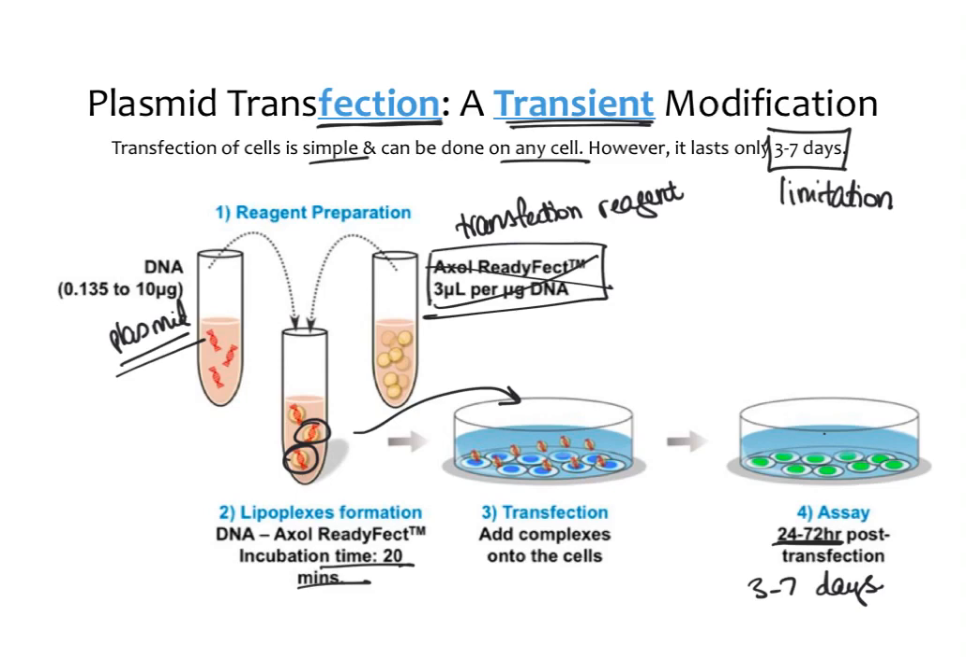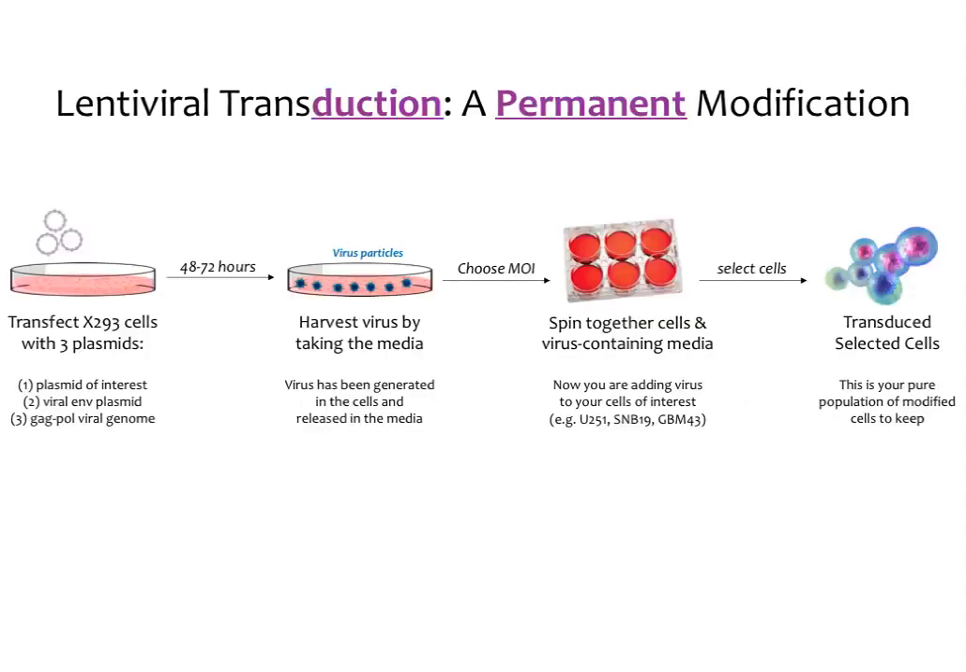However, a lot of the time, we want to actually keep our cells for a long time, and we want to make a permanent modification that lasts a long time so we can do multiple experiments with the cells. So in these cases, we want to do what's called a transduction. This is a lentiviral transduction. This is meant to be a permanent modification to the cells in such a way that we can modify them and then save them and keep using them, knowing that our modification is not going to disappear.